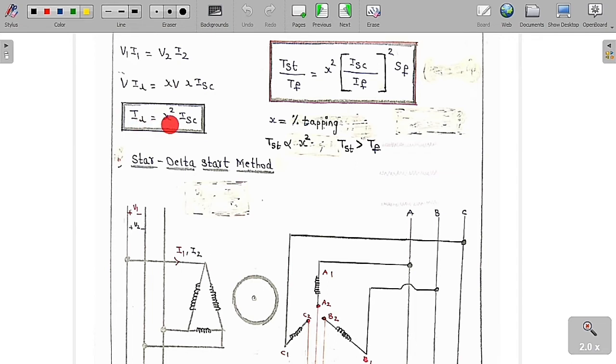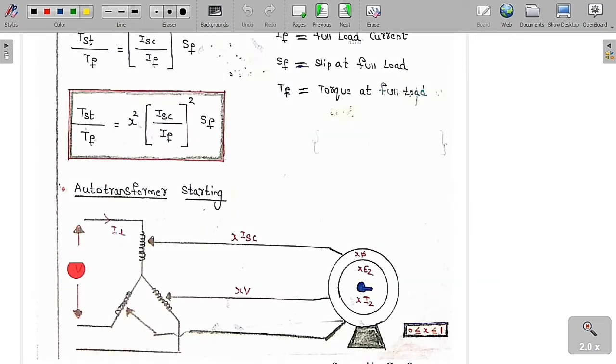So input current is equal to X square into ISC. Input power is equal to V into IL and output power is equal to X into V into X into starting current. Listen carefully, input power should always be equal to output power. Input power is V into IL and the output power is nothing but XV into X times the starting current. So if you solve this, we get IL is equal to X square into starting current.